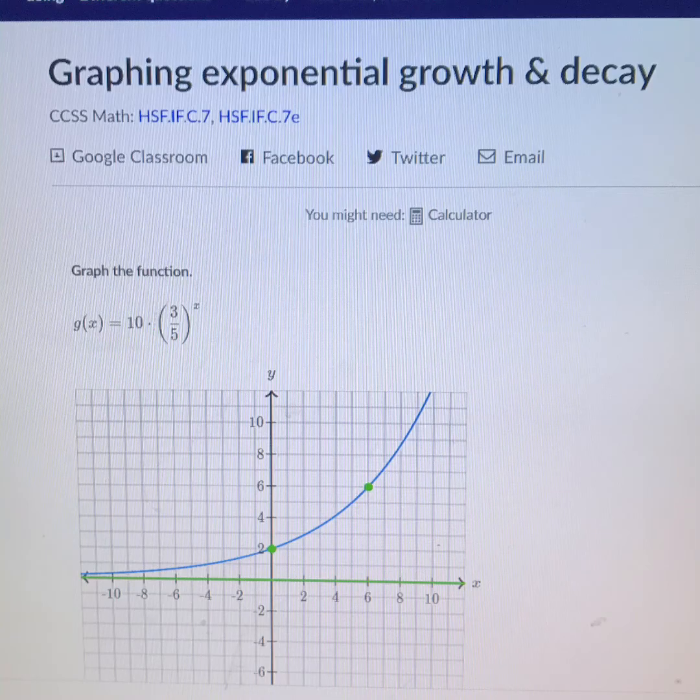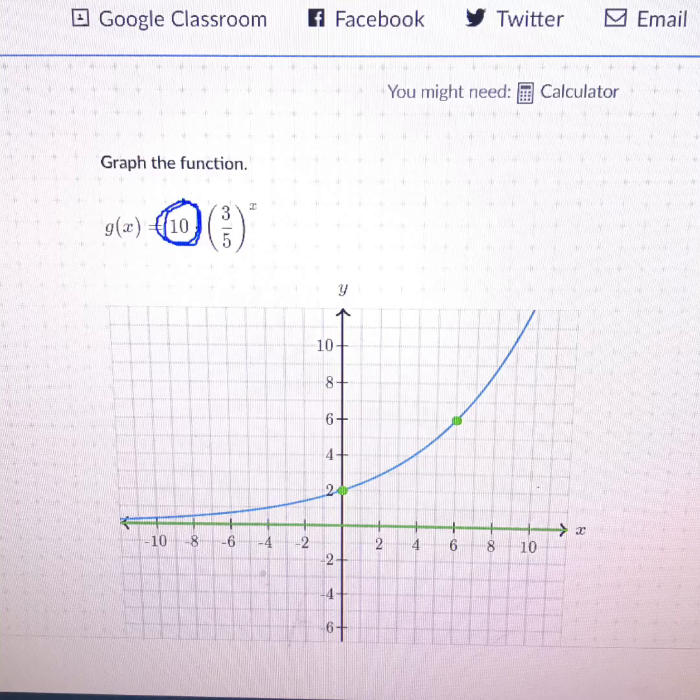Hello, this is Mr. Gusakuma, and today we are going to be tackling the 6th assignment in exponents, graphing exponential growth and decay. To graph these exponential functions, you will need to mark at least 2 points on the graph.